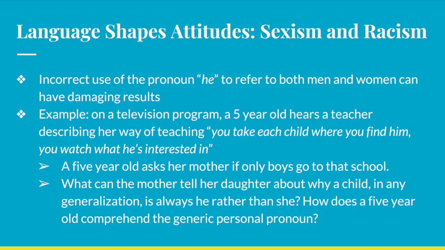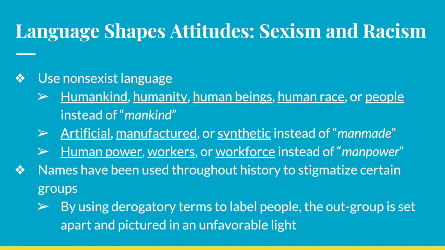A way to easily avoid these types of situations is to use non-sexist language. For example, use humankind, humanity, human beings, human race, or people instead of mankind. Additionally, names have been used throughout history to stigmatize certain groups. By using derogatory terms to label people, the outgroup is set apart and pictured in an unfavorable light. For example, we can see the process of stigmatization when labels are placed on Jewish people in Nazi Germany.